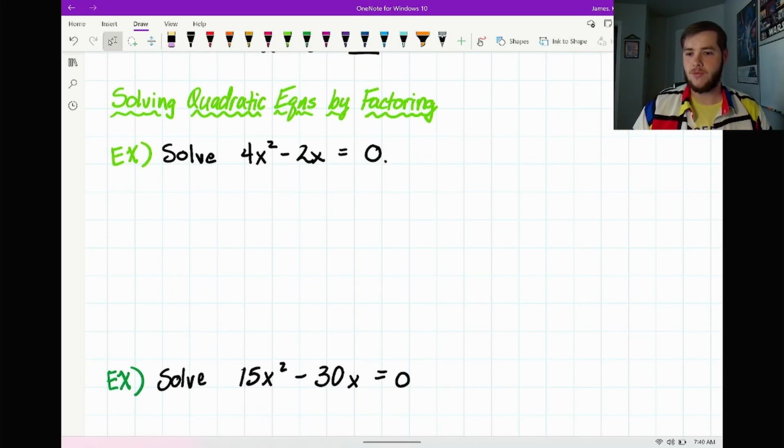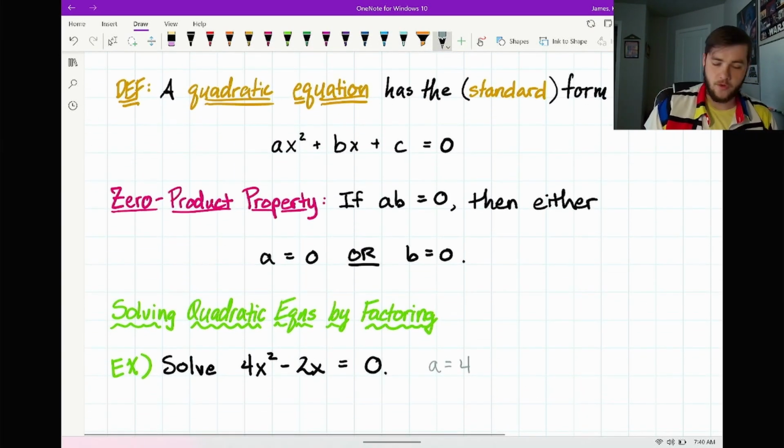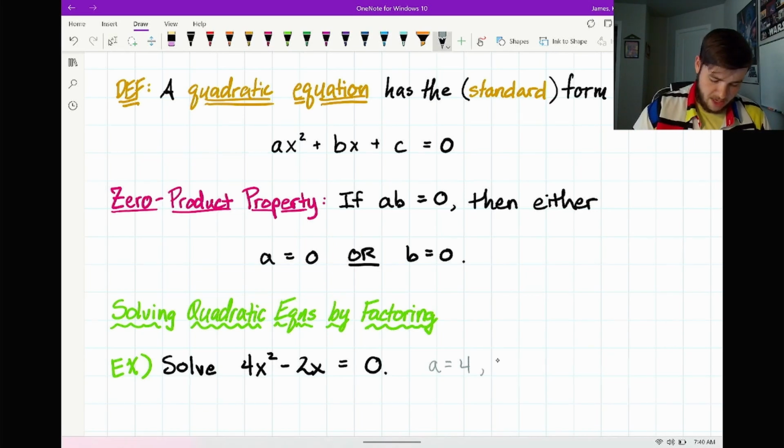Let's try this one together. Notice that this is a quadratic equation. Its a value is 4, and let me scroll up so we can look at the formula at the same time. B is -2, and C is 0.